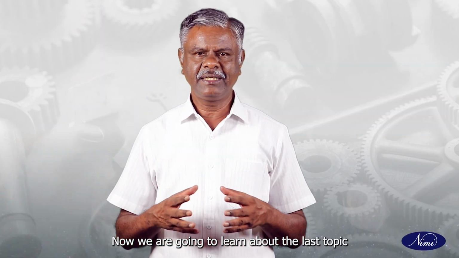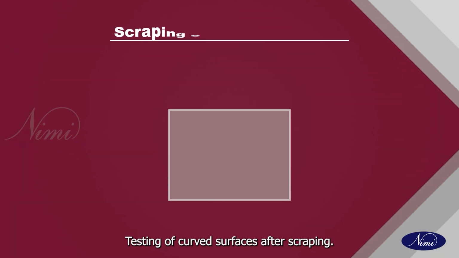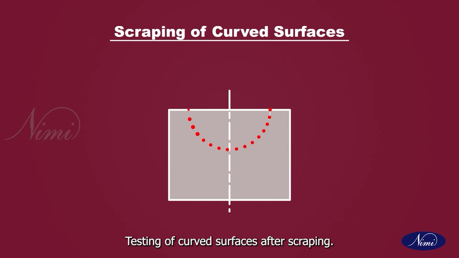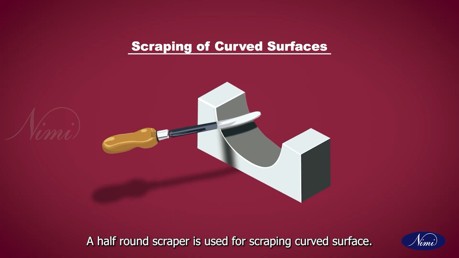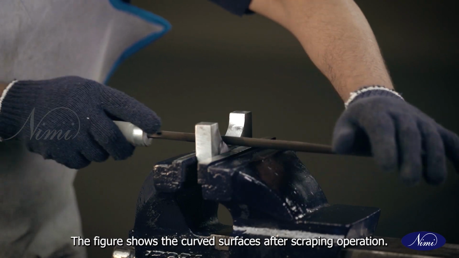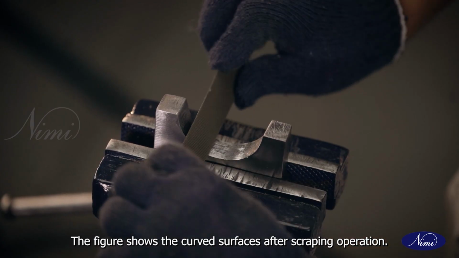Now we are going to learn about the last topic, testing of curved surfaces after scraping. A half-round scraper is used for scraping curved surfaces. The figure shows the curved surfaces after scraping operation.